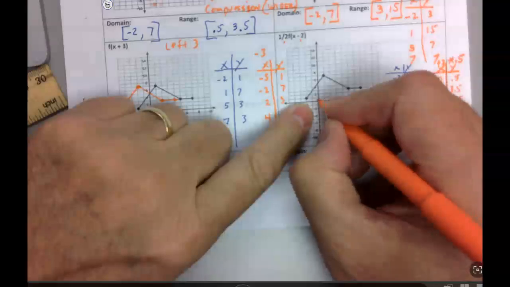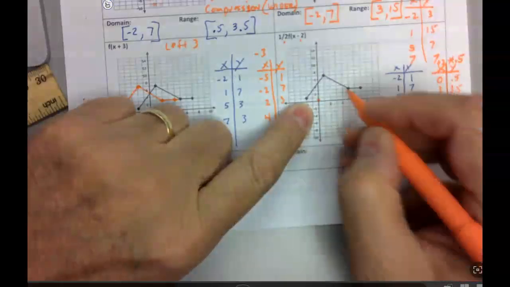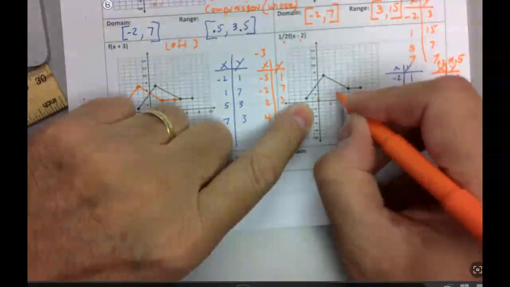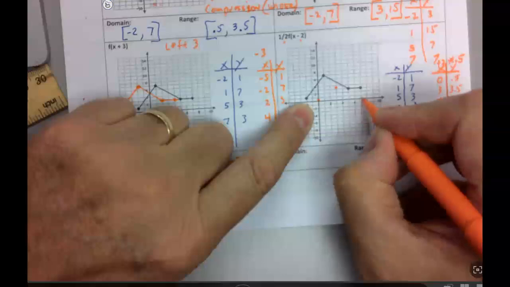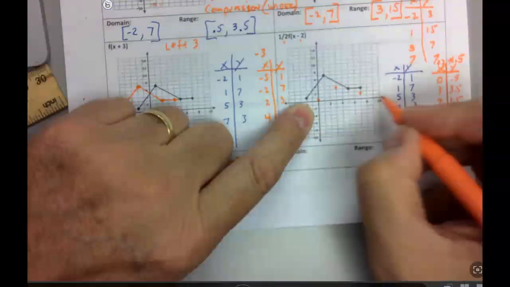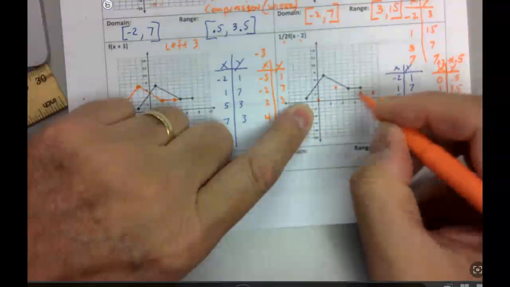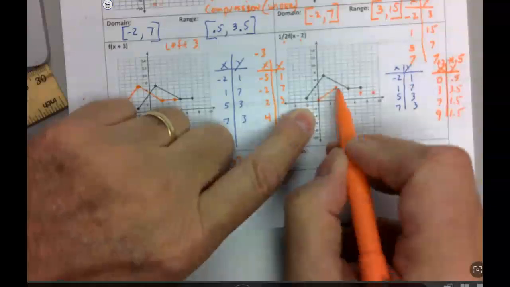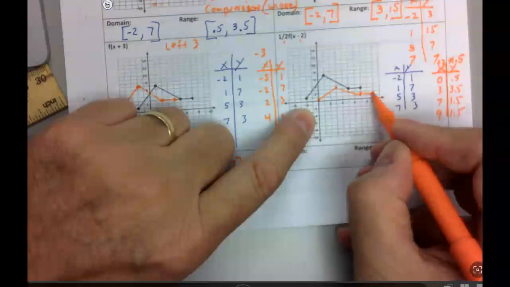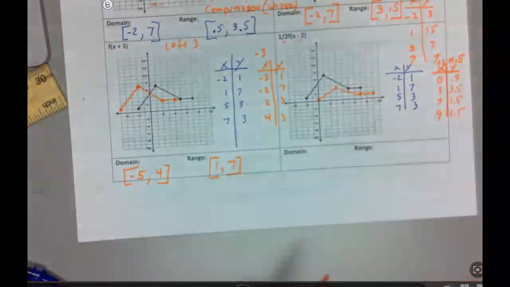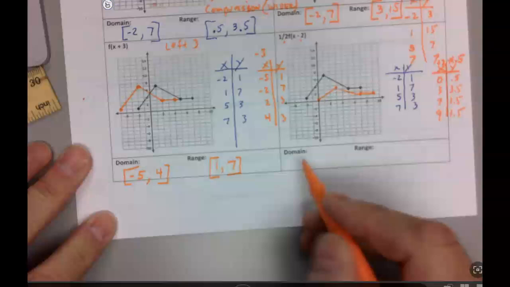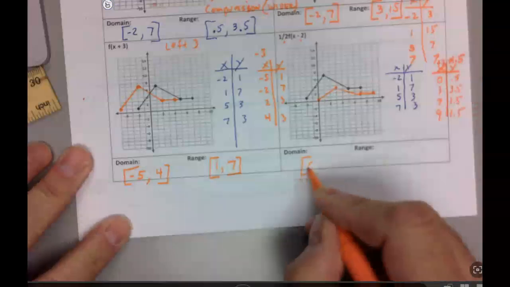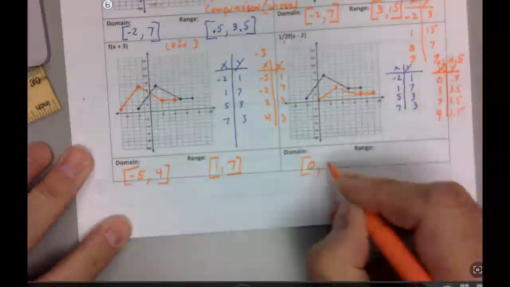0, 0.5. 3, 3.5. 7, 1.5. 9, 1.5. There it is. Is this helping or not? Okay, so what's the smallest x value here for the domain? 0. What's the largest? 9.